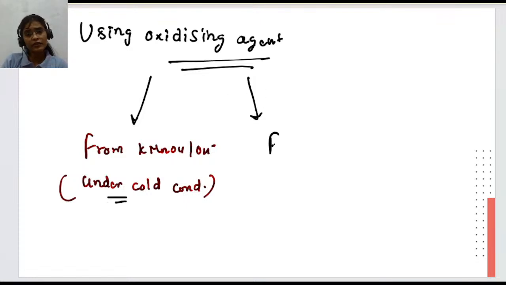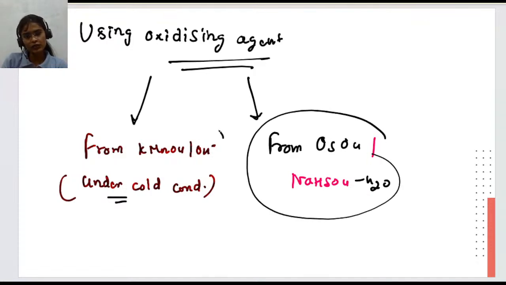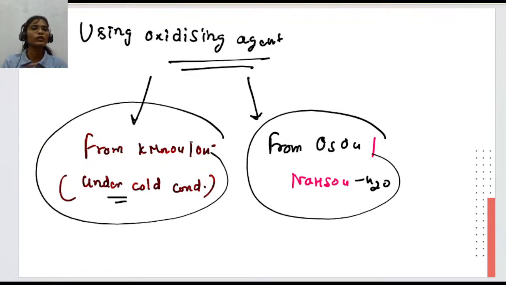The second one is osmium oxide, that is OsO4. It's like KMnO4, same as KMnO4, in the presence of NaHSO3, that is sodium bisulfite, sorry, sodium hydrogen sulfite, and water. So we are going to follow these two reagents. Both follow the same mechanism. So let's start with KMnO4.